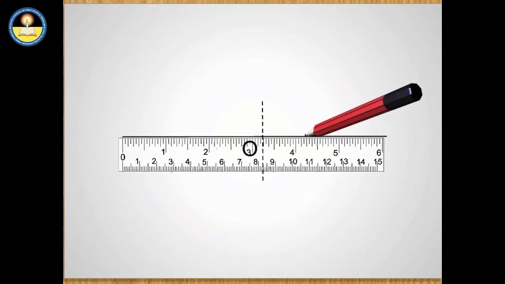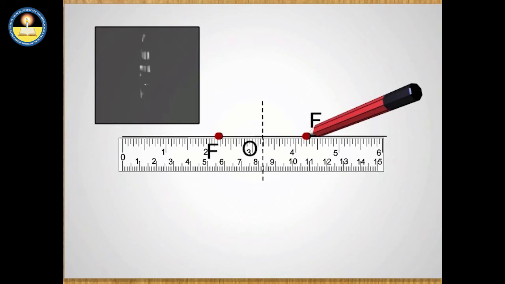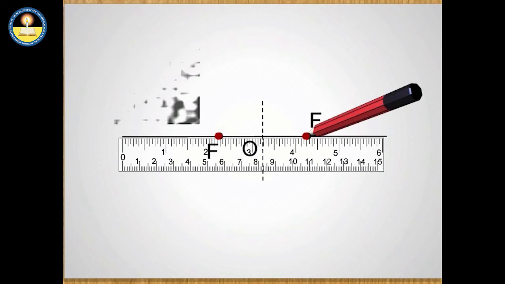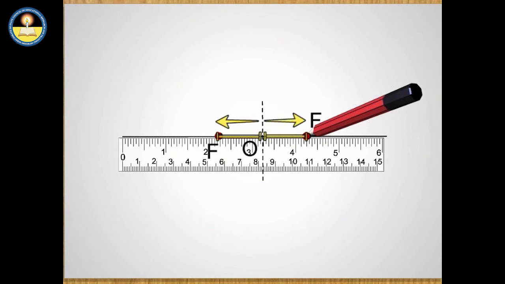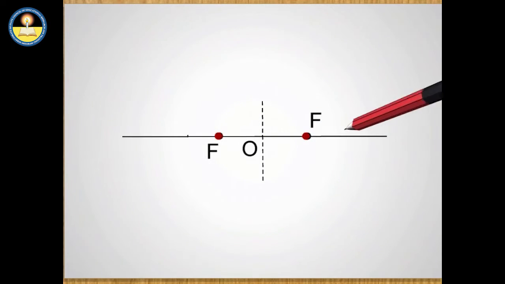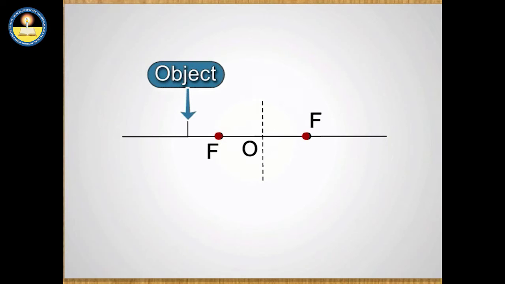Also, choose a proper scale and mark the two focal points on the principal axis. It should be kept in mind that most commonly we use a biconvex or a biconcave lens. That is, both the focal points are equidistant from the optical center. To draw an object, its distance from the optical center and its height are to be drawn according to the chosen scale.